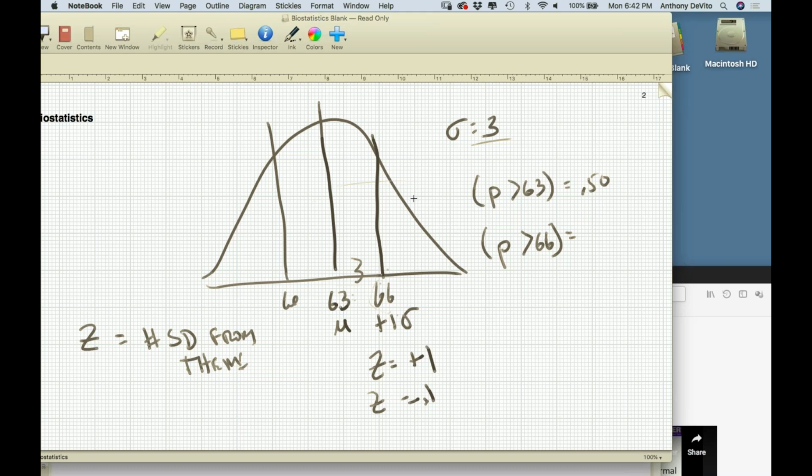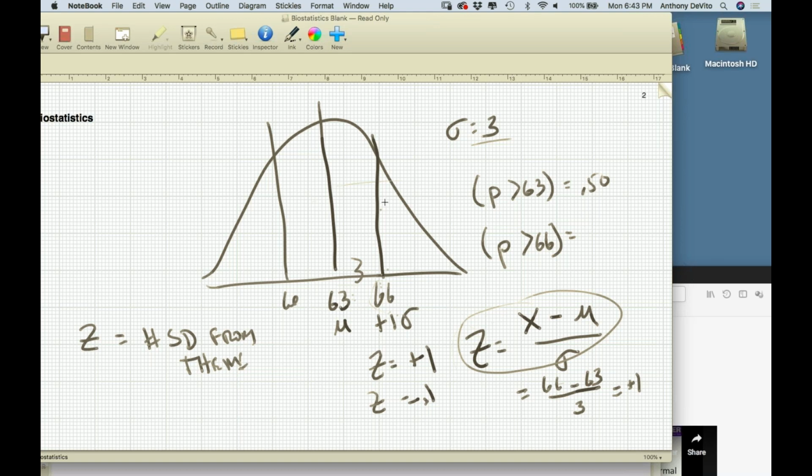One of the things I can do that's very handy, it's nice that these are even numbers now. They may not always be even numbers, but I can write a formula. Z is equal to whatever value you're interested in minus the mean over the standard deviation, and that'll tell us what the z-score is, the number of standard deviations. So for 66, that z would be equal to 66 minus the mean 63 over the standard deviation 3. That's 3 over 3, which is +1. So that's an easy way, if we get into trouble and we're not sure what we're doing, to remember the number of standard deviations.